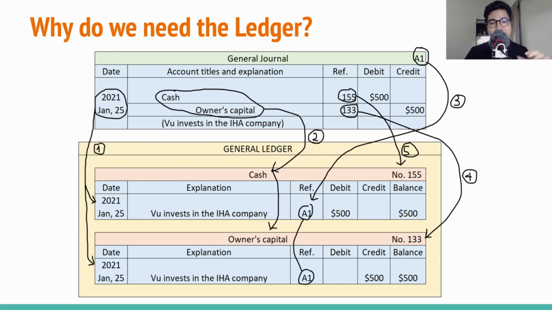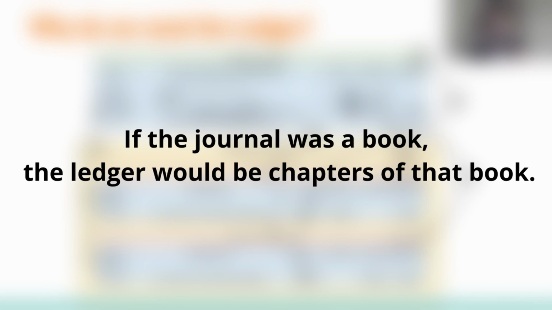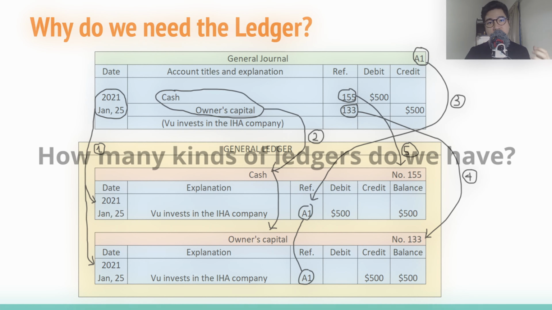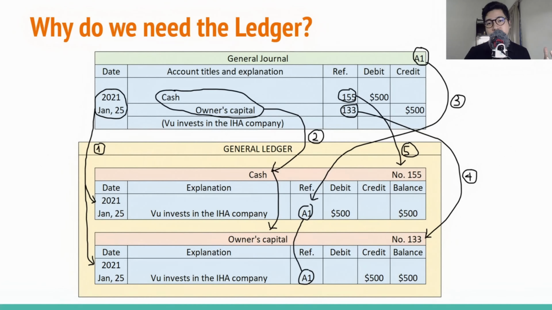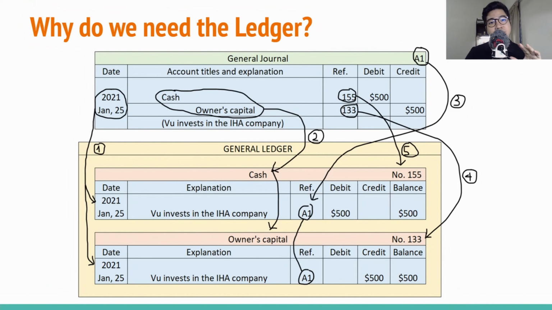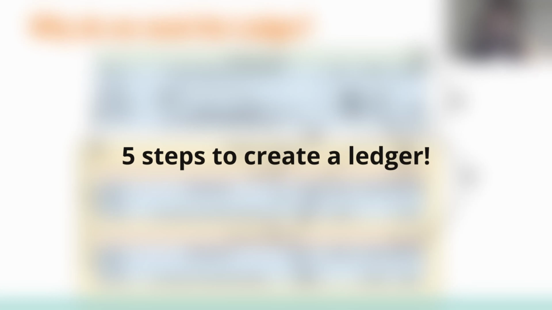In addition, if you are still finding this hard to absorb, you can imagine that if the journal was a book, the ledger would be chapters of that book. Easy, right? Okay, so now my question: how many kinds of ledger do we have? The answer is that there are two kinds of ledger in accounting: the general ledger and the sub-ledger. The sub-ledger is like the accounts payable ledger, inventory ledger, and so on. Finally, the general ledger consists of all kinds of sub-ledgers. That is all.